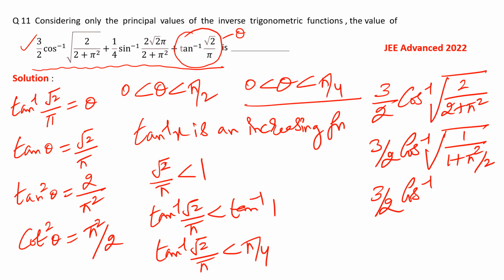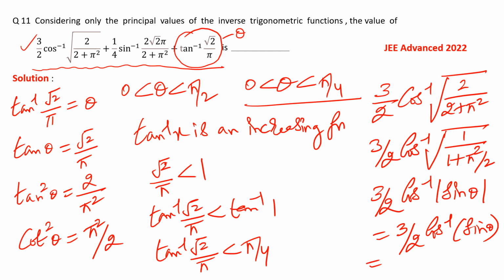Now square root of sine square theta is not sine theta, it is mod of sine theta. Always remember that under root x square is not x, it is mod of x. Now since we know that sine theta is positive because theta lies in the first quadrant, so that means we can remove the modulus sign and just write cos inverse sine theta. Fine. Now sine theta can be replaced by cos of 90 minus theta. So this becomes 3 upon 2 into cos inverse cos 90 minus theta.